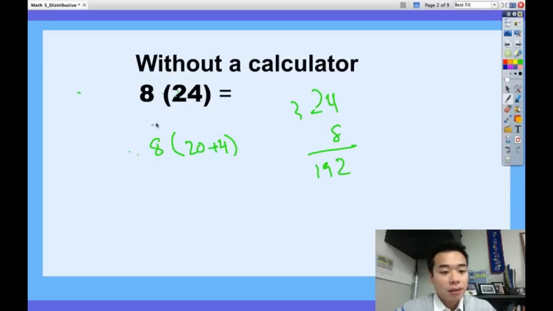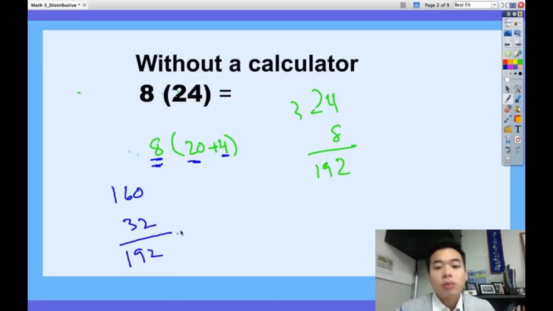And then what I'm going to do is multiply this 8 with this positive 20 and I get 160. And then I'm going to multiply this 8 with this positive 4 and get 32. Add it together and I get 192. Same way. And that's the whole basic idea of distributive property. You're breaking up your term and then you're multiplying the number on the outside with everything on the inside.